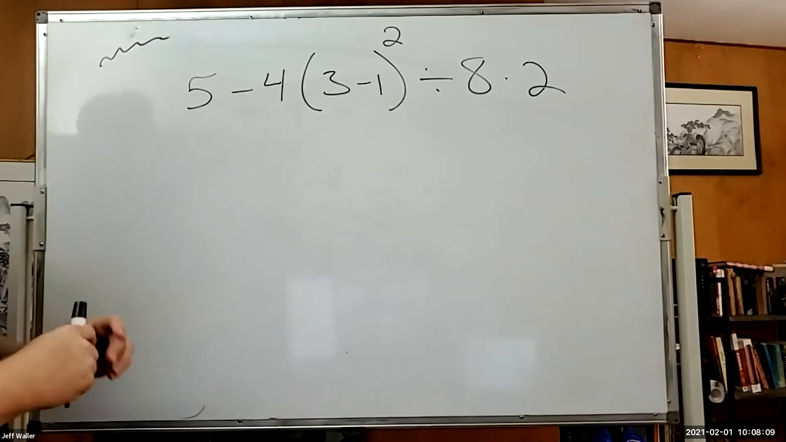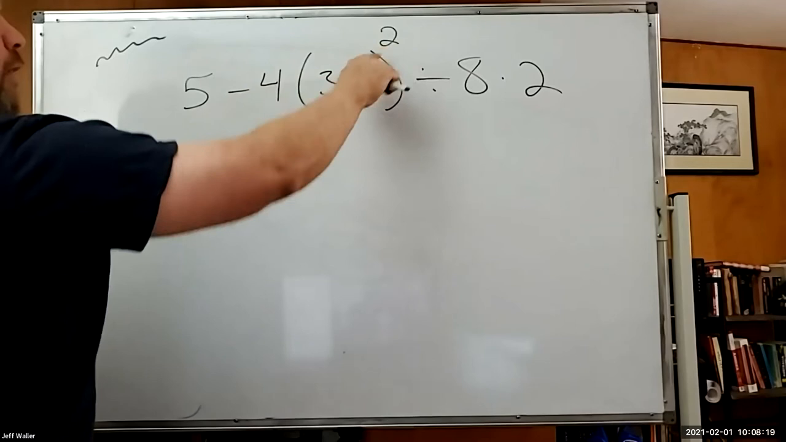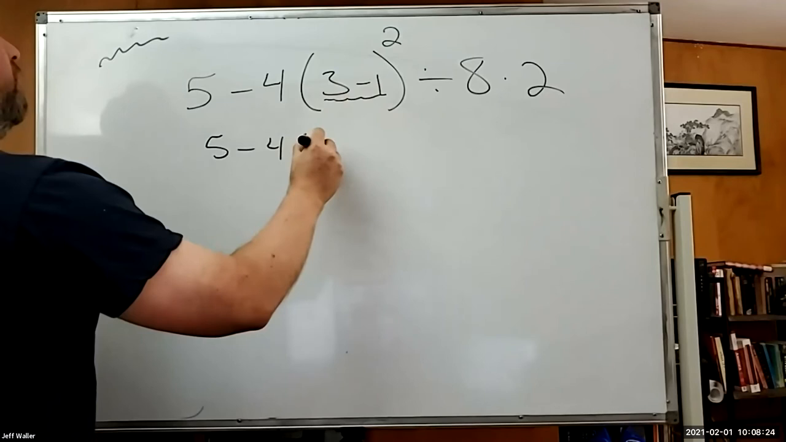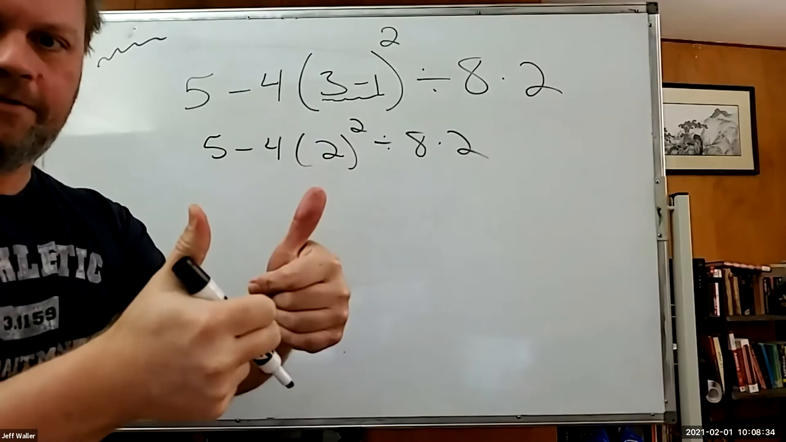Parentheses. Good, yeah, all right. One thing I see is people try to square these. That doesn't make any sense. What am I squaring? Well, I'm squaring whatever this is. And what is that? Two. What's next? The exponent. Exponents. I like it. So two squared.